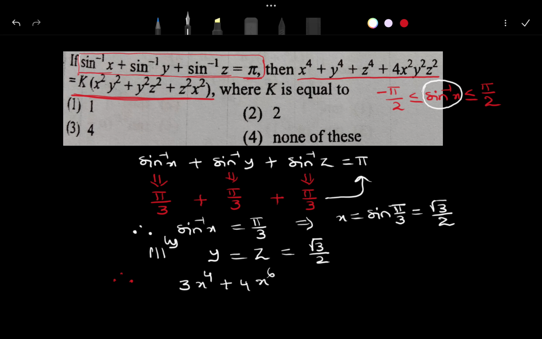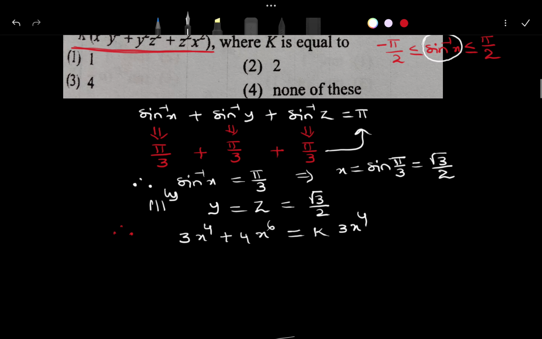So replacing that one, this is the LHS value. And the RHS value will be k into each term, which should be x power 4. So x power 4 plus x power 4 plus x power 4, 3 into x to the power of 4. Now in LHS, you take x power 4 as the common factor: (3 plus 4 into x square) is equal to 3k into x to the power of 4.